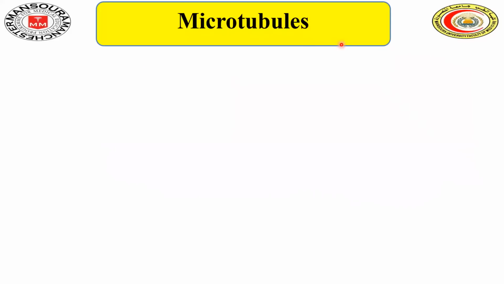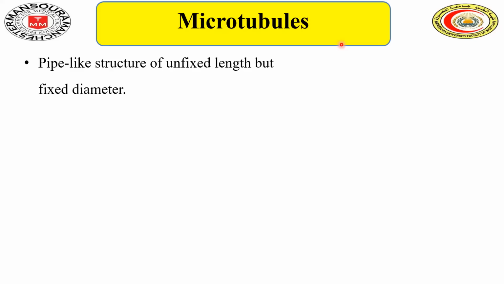Let's shift to the next non-membranous organelle, which is microtubules. Microtubules, micro means small, tubules means small tubes, so they are pipe-like structures. Pipe means tube, a pipe-like structure of unfixed length, so its length is not fixed. It may be long, may be short, but its diameter is fixed. So all microtubules have the same diameter, but have different lengths.